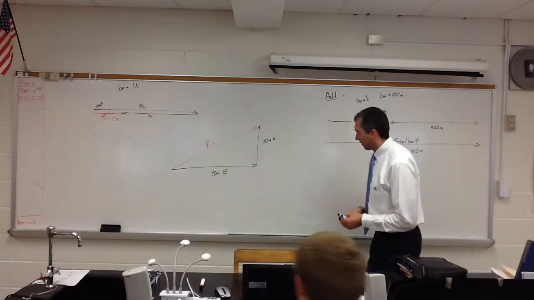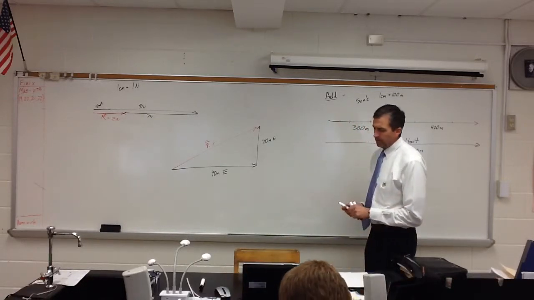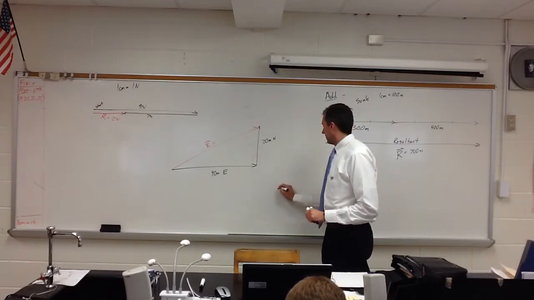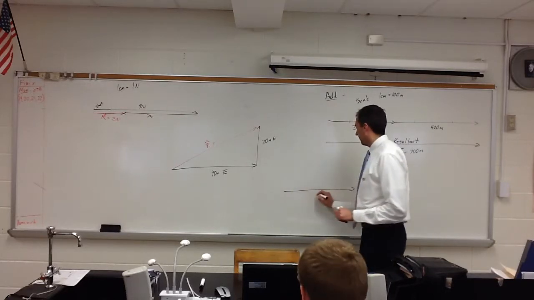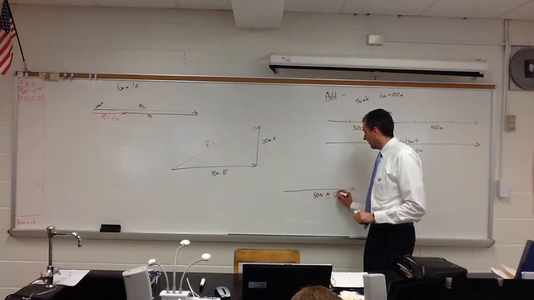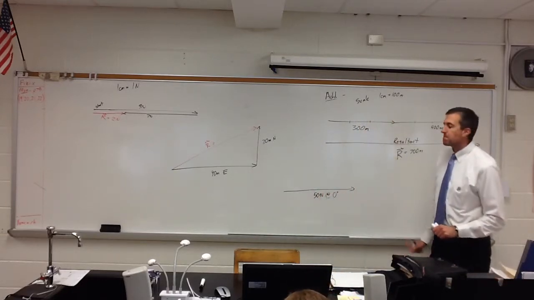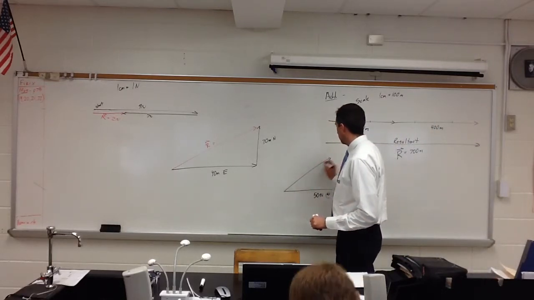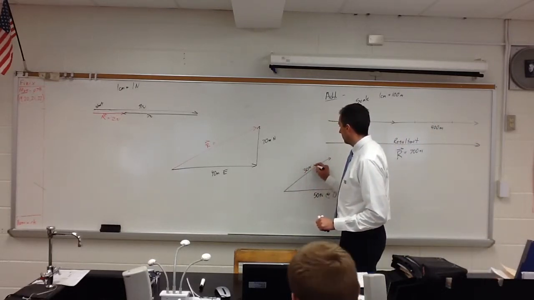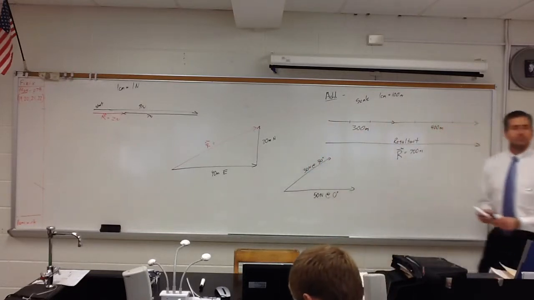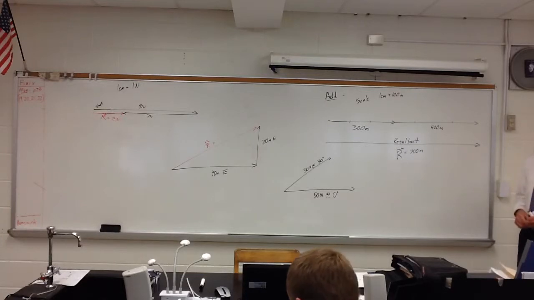You can also get into problems where if one person pulls, let's say, 50 newtons at 0 degrees, that's that way. And another person is pulling 30 newtons at 30 degrees. Okay, what do you do with that mess?